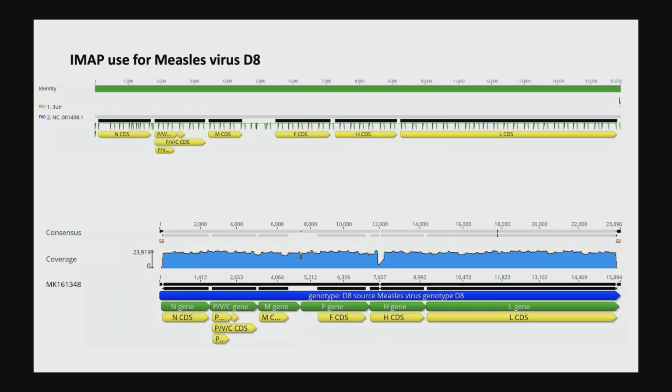For example, this is what we did in this design. We had the measles virus D8 reference sequence, and then we aligned it with other full genomes that were available in GenBank, and then we designed an amplicon-based strategy for that. And I'm showing you here on the bottom the genome that was recovered from this strategy, covering almost the entire genome of this virus.